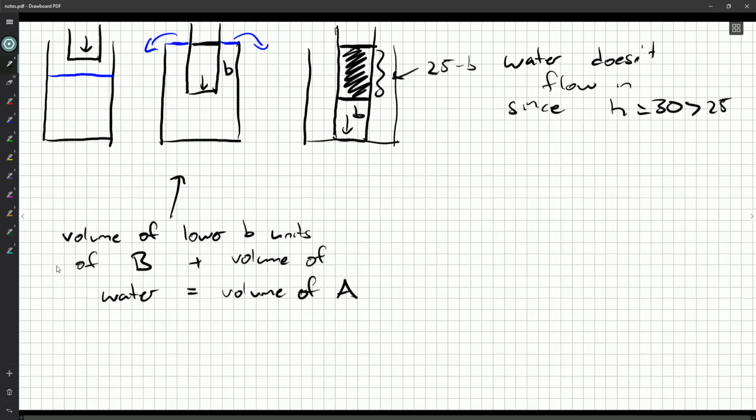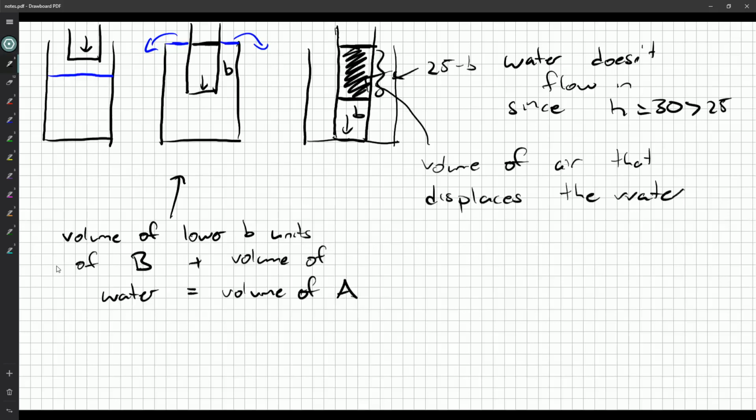So that's the volume of air that displaces or pushes out the water. And those amounts will be equal. Okay, so using our storyboard, we can realize a plan of attack here. We need to figure out what B is, and then use 25 minus B. But we can understand where the volumes are coming from.